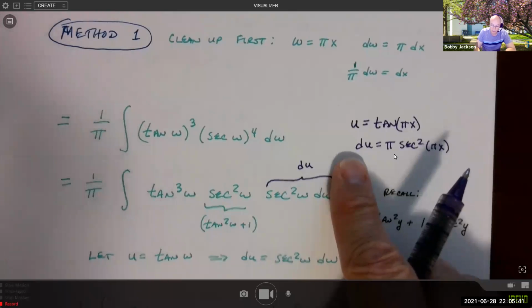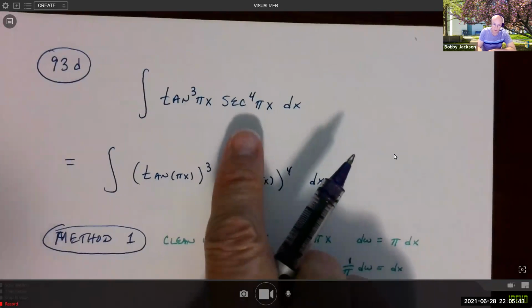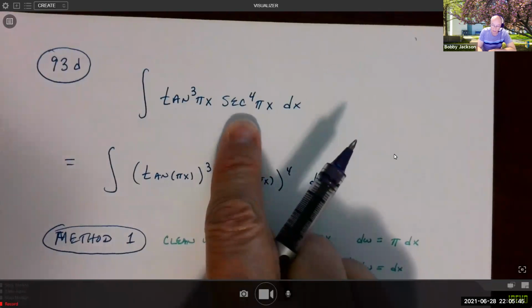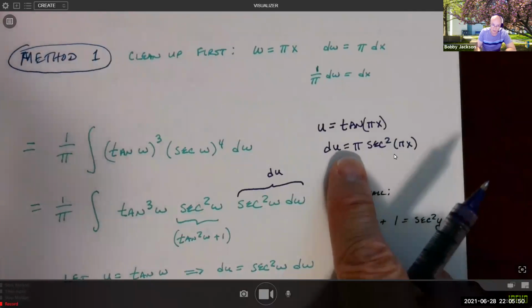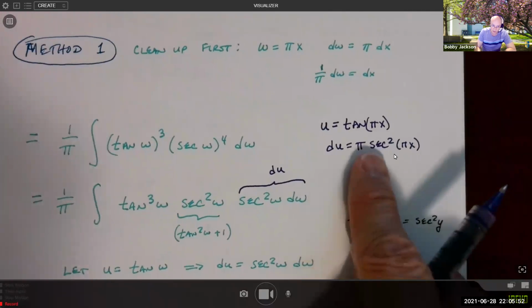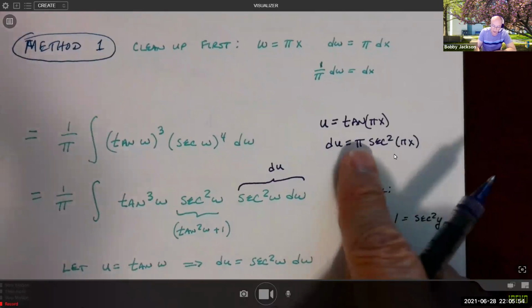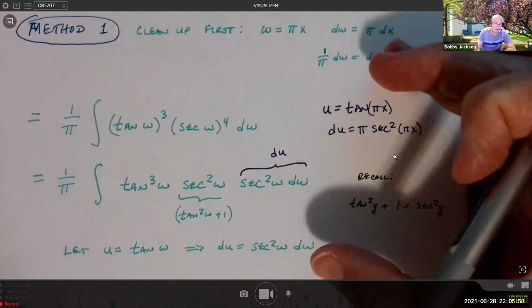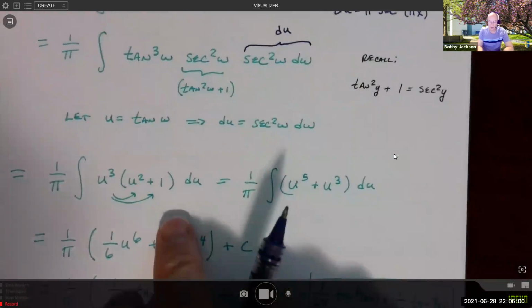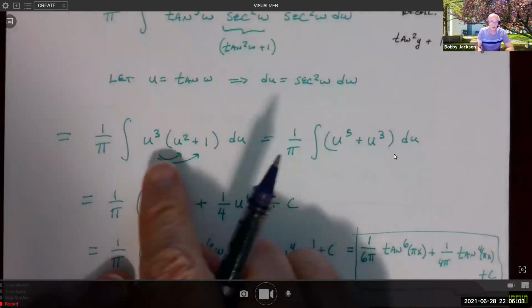If you peel off from the very beginning, you can peel off a secant squared pi x factor, secant squared pi x dx. That would be part of your du. But you'd still get that 1 over pi. If you do it this way, you can do these two substitutions that I've done essentially in one step. Either way, you're going to get to this situation here.